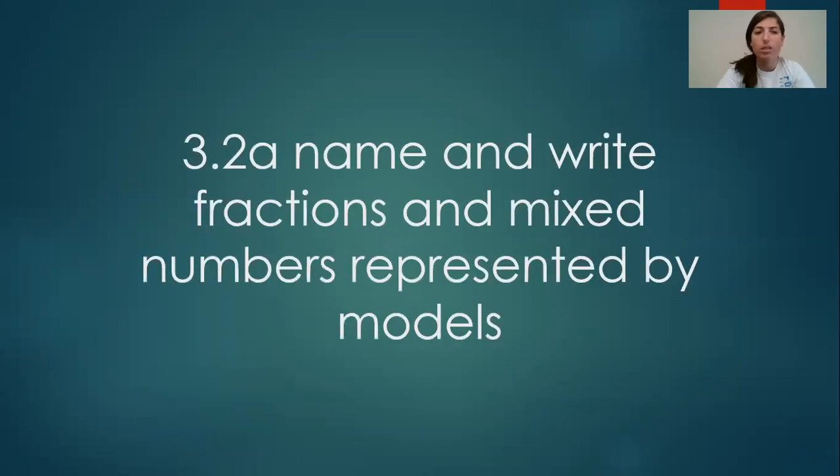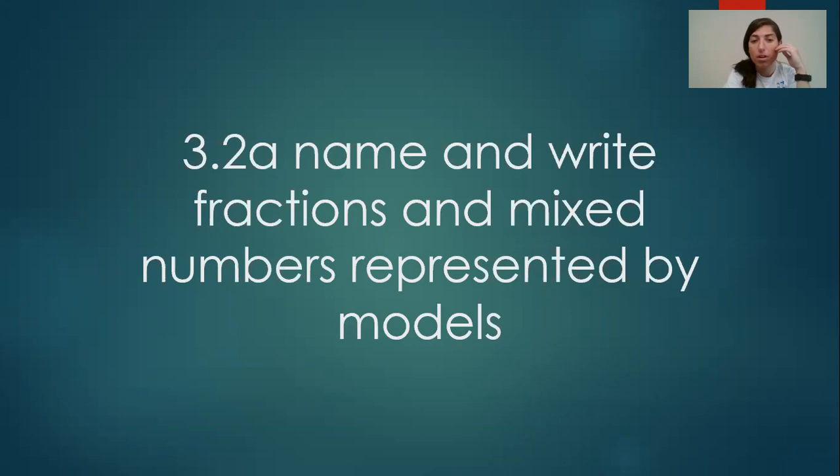So this week we are going to be shifting gears and moving on to fractions. Okay, so the standard we're going to be focusing on today is standard 3.2a, name and write fractions and mixed numbers represented by models. So what that basically means is we are going to be naming fractions. And the one we're going to be focusing on this week, because we're also going to do this next week, is proper fractions.